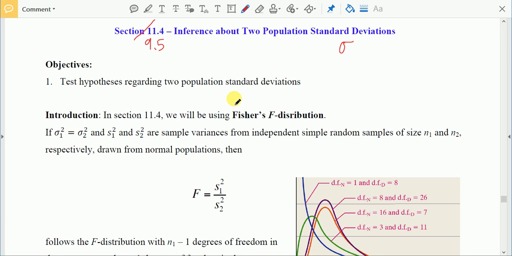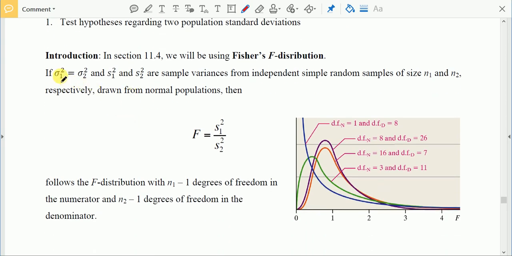In this chapter, for the last two parameters, the proportion and the mean, we also follow the same type of statistic. But for the last one, the standard deviation, we are not using the chi-square anymore, but we use something called the Fisher or the F distribution.